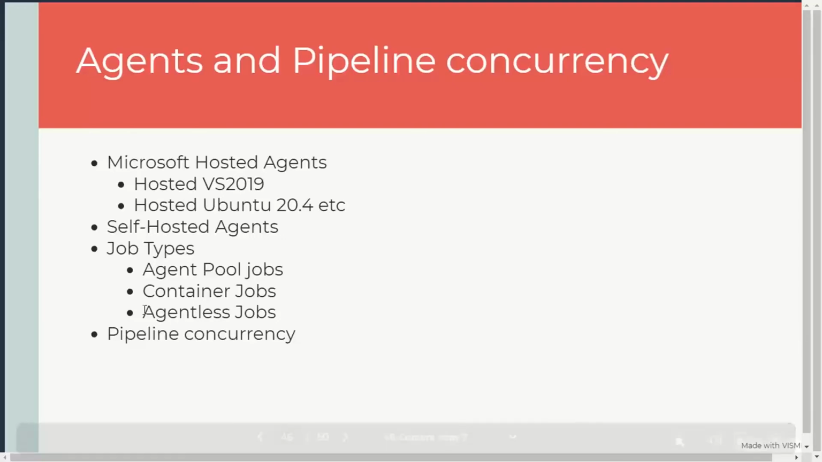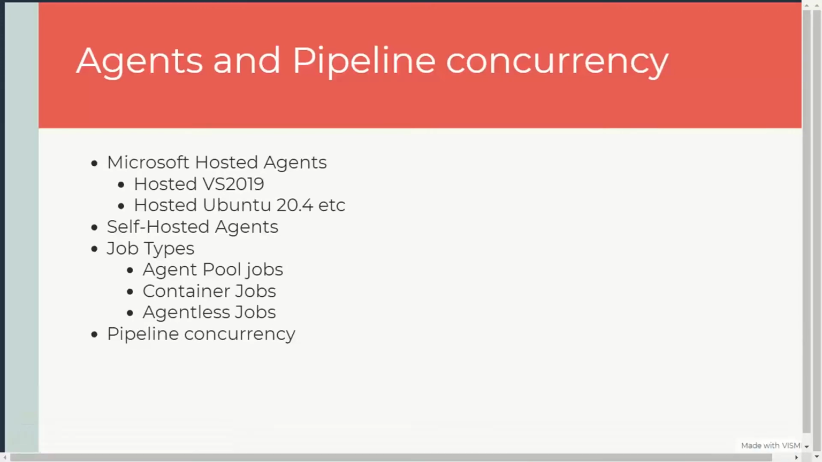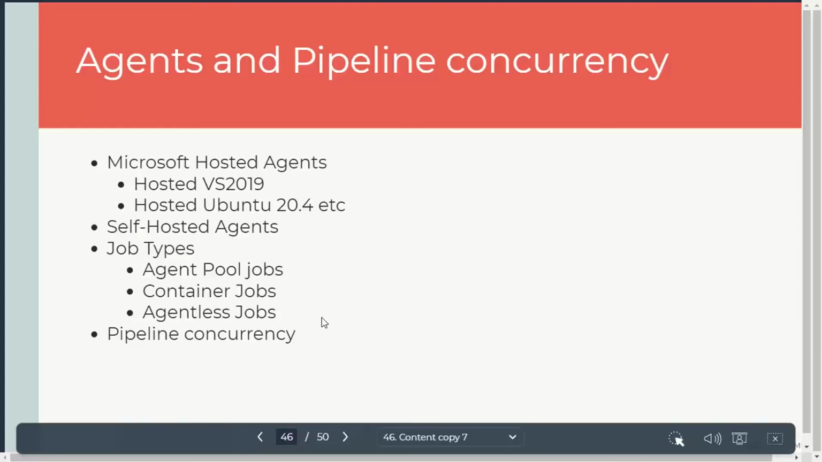Okay, and then the next one is the agentless jobs. Sometimes some of the tasks we don't need to run on any of the agent machines. So that will be running on the Azure DevOps server itself. So that is called agentless jobs. Just as an example, like triggering a notification, mostly those won't be running on the agent machine. Those smaller triggers will be running from the Azure DevOps server itself. So that is called agentless jobs.